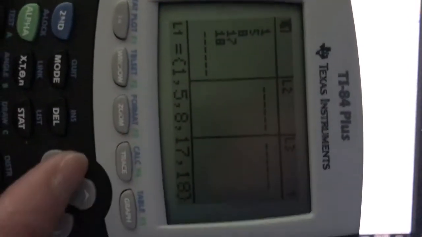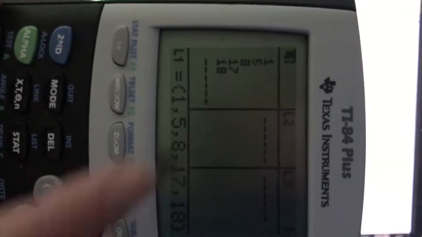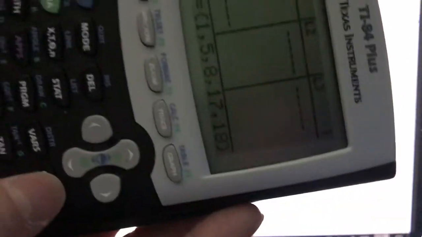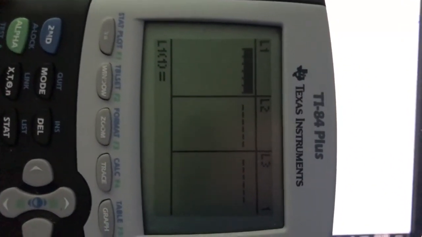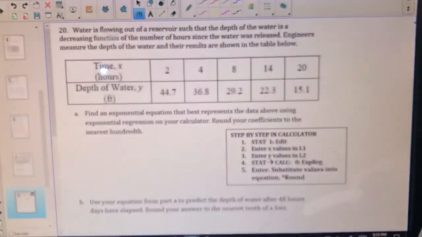Okay, to get over to that one, I just press the right arrow and then the up arrow. So I'm highlighting over L1 and I press clear, enter again. And you should have completely empty lists in your calculator. So that was step 1.